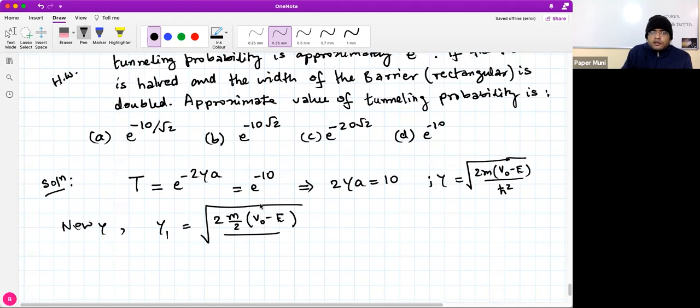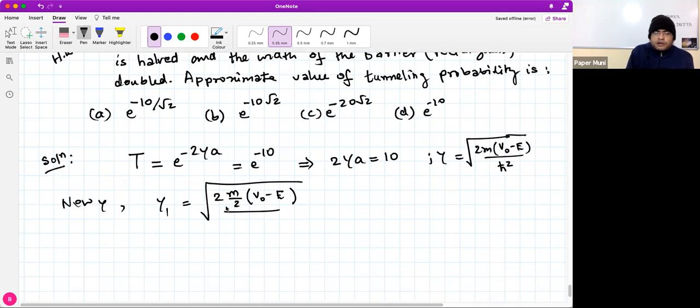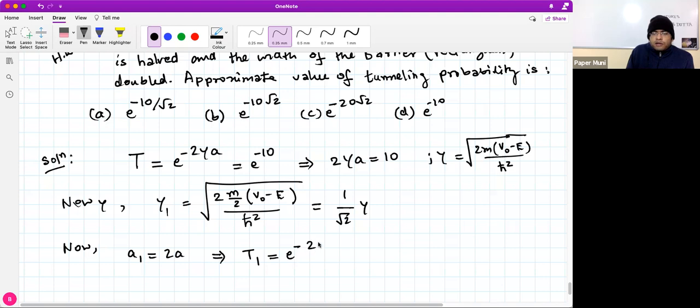Now what it says is the barrier width is changed. So the new gamma is 1 by root 2 of the old gamma. And we also have A1, the new width, which is given to be twice the earlier width. So this implies that the new tunneling transmission probability is e to the power minus 2 gamma 1 A1.